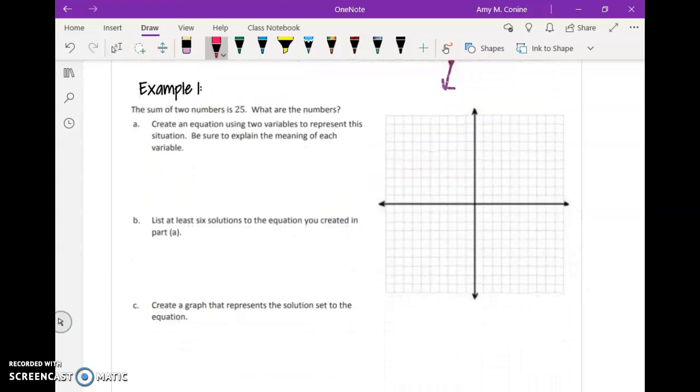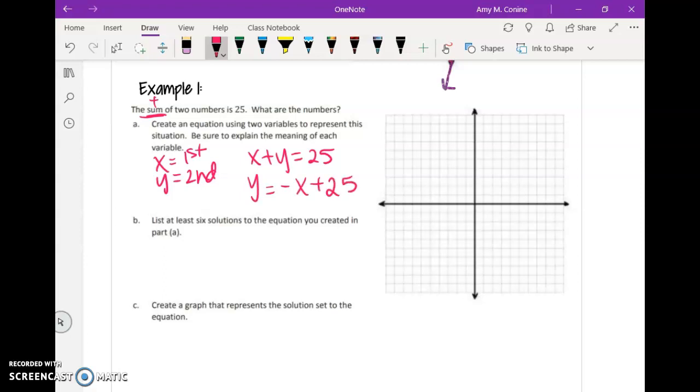So for example 1, we have the sum of two numbers is 25. What are the numbers? The first part says create an equation using two variables to represent this situation. Well, we have two numbers, so we can say x is our first number and y is our second number. The word sum means add, so we're going to take x plus y and set it equal to 25. So that means when we put this in slope-intercept form, we get y equals negative x plus 25.